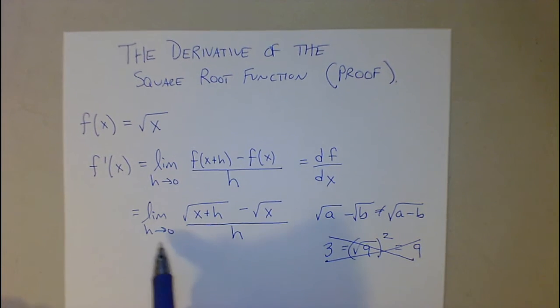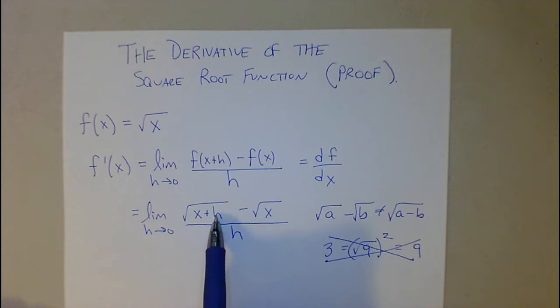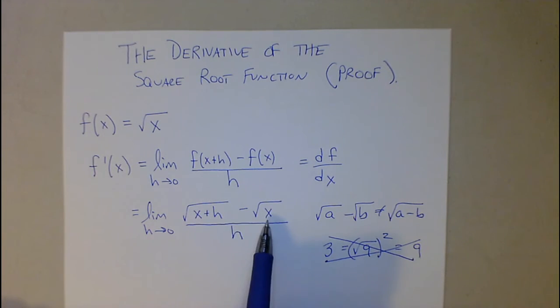And then what students will try to do is plug 0 into the top and bottom here. Well, if I plug 0 in here, I get the square root of x minus the square root of x, which is 0 on top. I get h equals 0 on the bottom. That does me no good either.